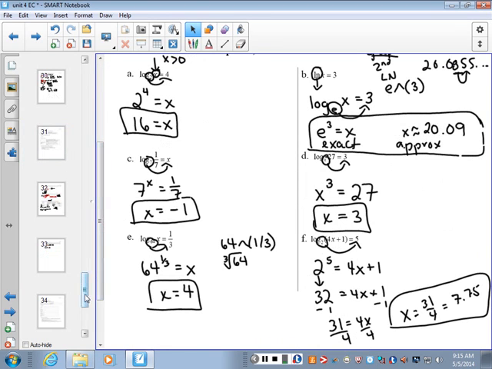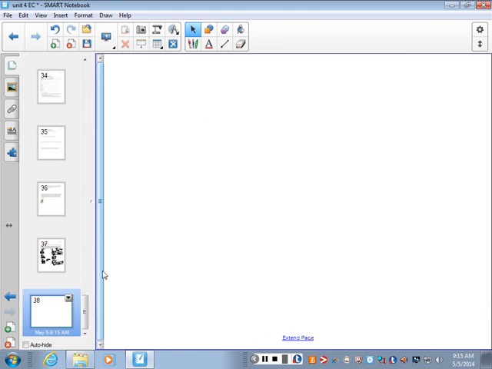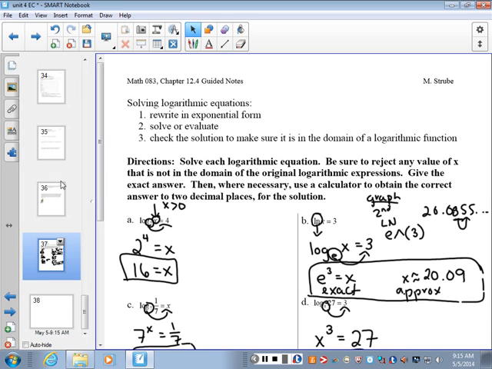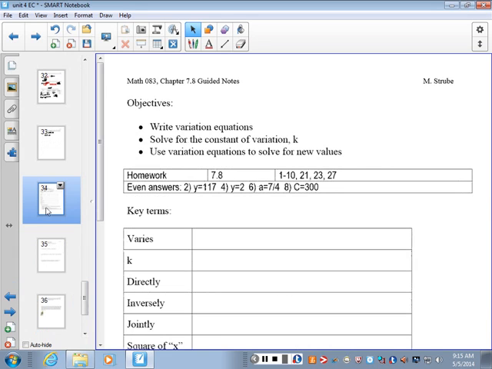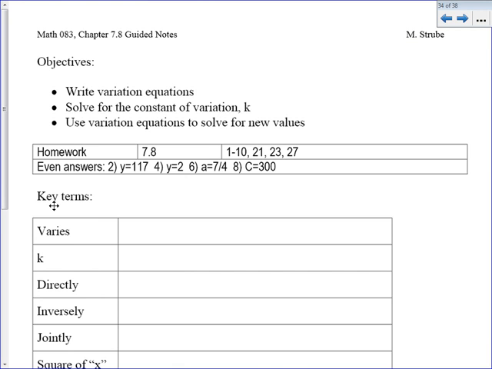Did a lot of stuff in Unit 4. What was the last thing? 12.4 log equations. Guess that brings us to 7.8, which is our last section. This is solving variation equations, which I really like because they're all the same. They're all basically the same.